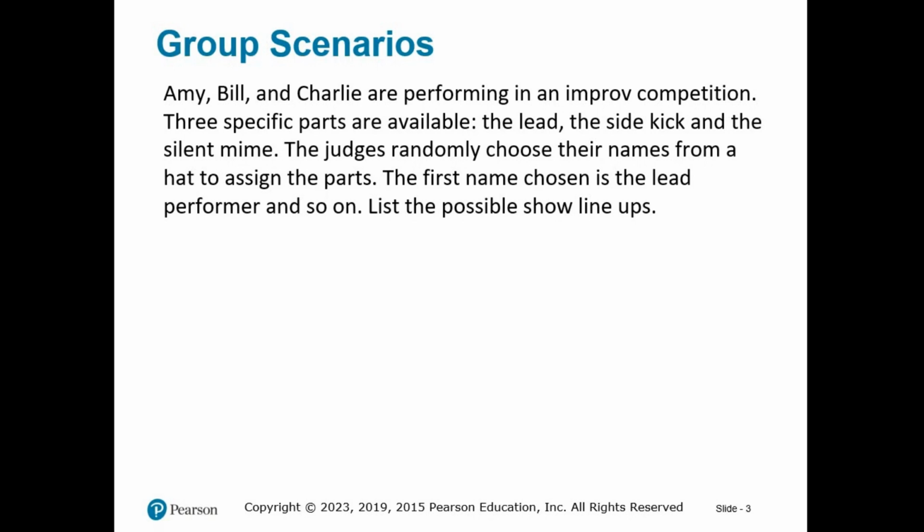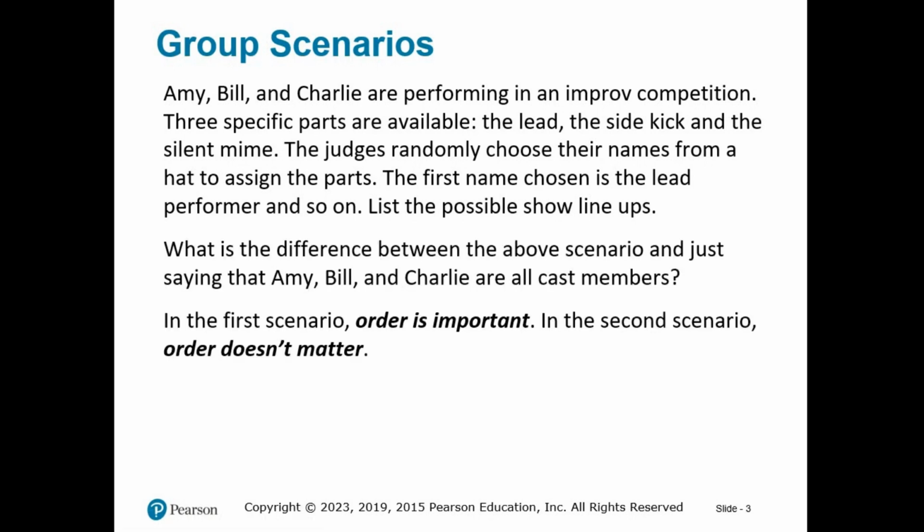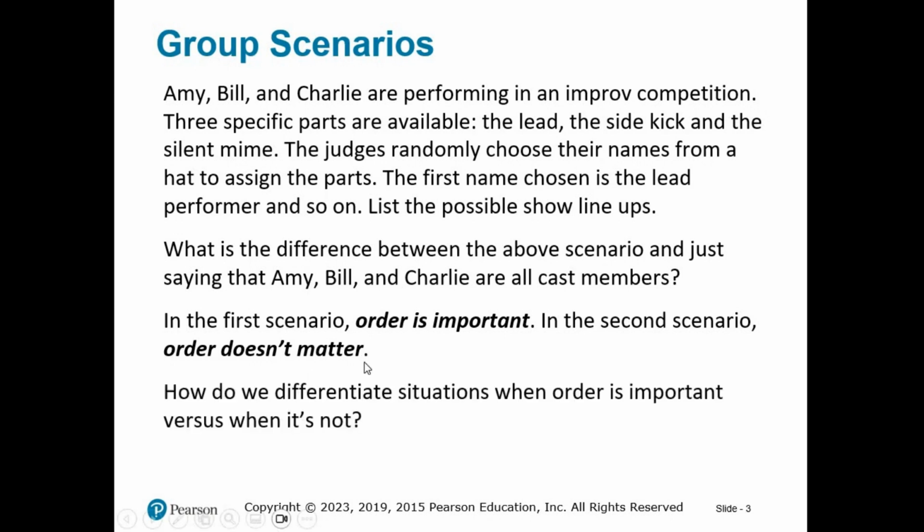What is the difference between the above scenario and just saying that Amy, Bill, and Charlie are all cast members? Well, in the first scenario, order is important. When the judges drew the first name, that determined who was going to be the lead in the performance, and then the second person drawn would be the sidekick, and so on. It mattered who was drawn when. In the second scenario, order doesn't matter. Everyone is just considered part of the cast with equal footing. How do we differentiate situations when order is important versus when it's not?